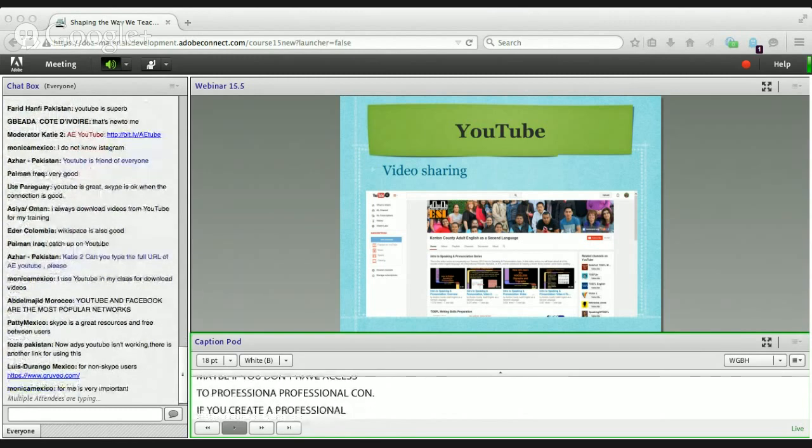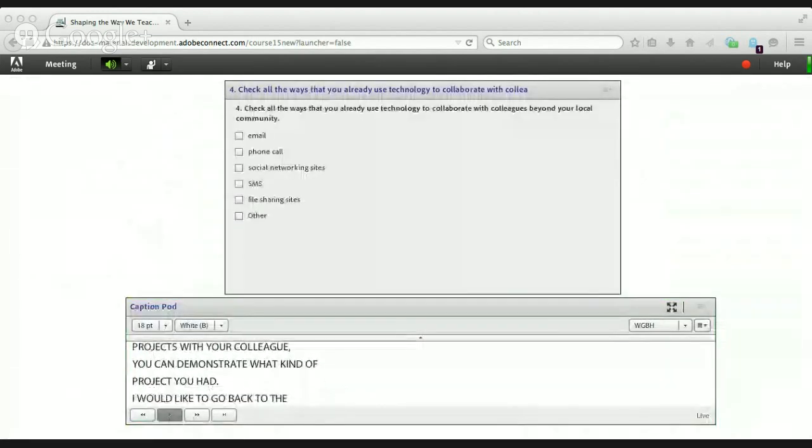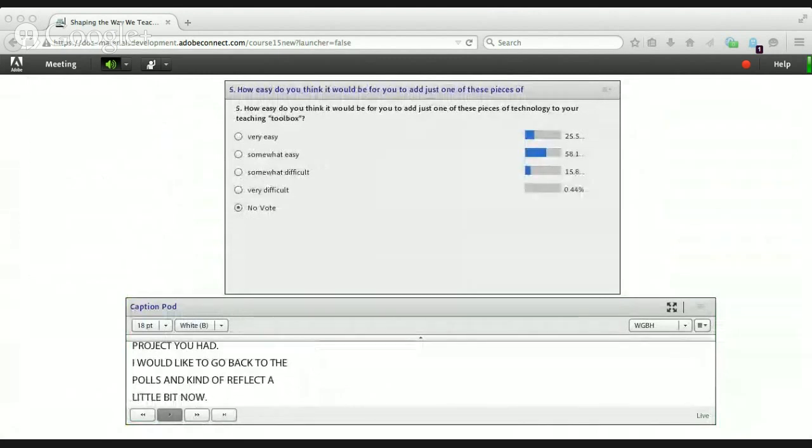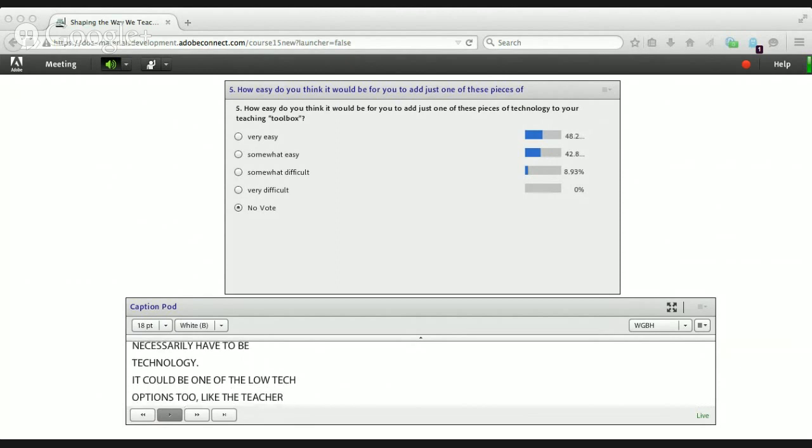So I would like to go back to the polls and reflect a little bit now. I'd like to know, how easy do you think it would be for you to add just one of these pieces of technology to your teaching toolbox? Like I said, I don't want you to be overwhelmed. Think about if you could pick one of these things. Would it be very easy to implement, somewhat easy, somewhat difficult, or very difficult? And this, again, doesn't necessarily have to be technology. It could be one of the low-tech options too, like the teacher support group or peer mentoring.